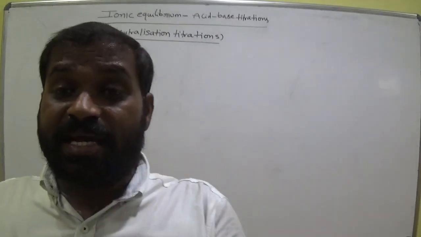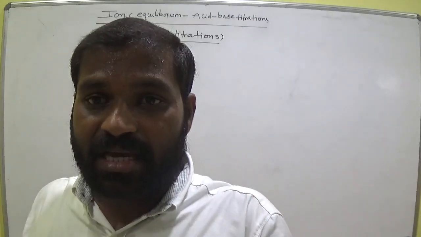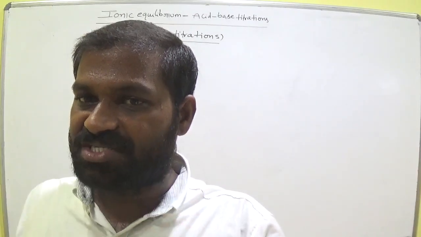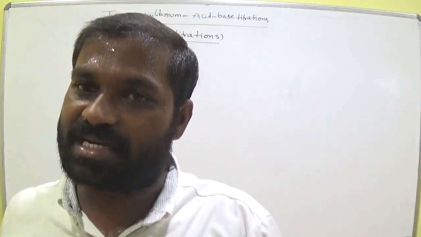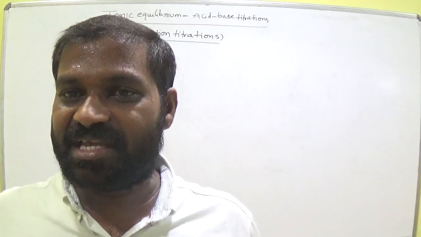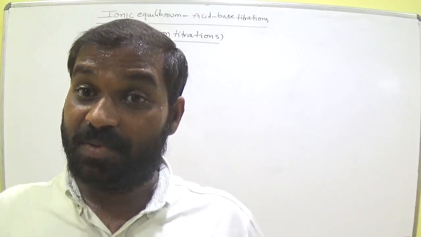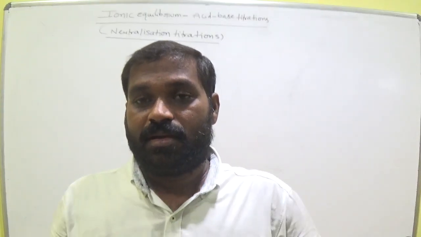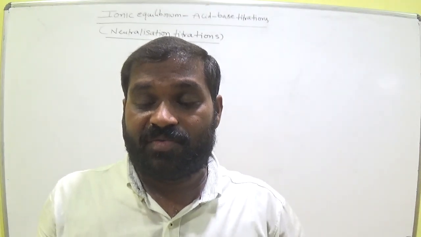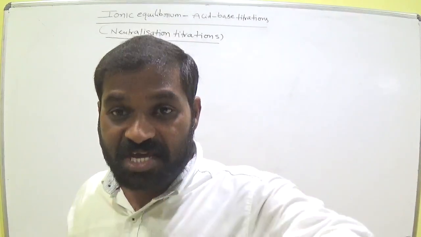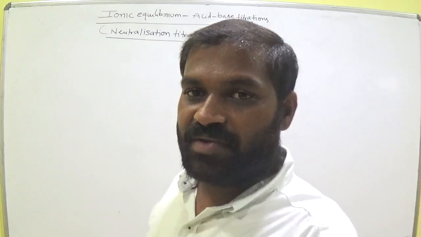So now what is the advantage of adding an indicator? The indicator changes its color at a particular pH. So at a particular pH, at a particular concentration, it changes its color. The indicator changes its color. That is the end point. So without an indicator, we can't identify the end point here. Why? Because no color appears at the neutralization point. But in the presence of an indicator, at the neutral point, it shows color suddenly. So what is the cause of showing color in the conical flask? Due to the indicator. The indicator changes its color at the end point. So I will explain.